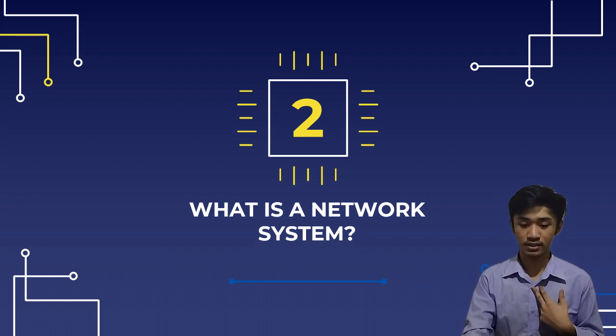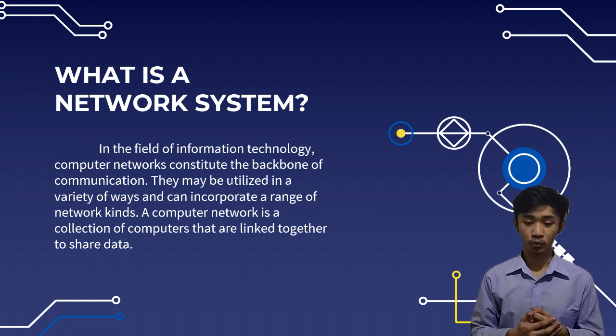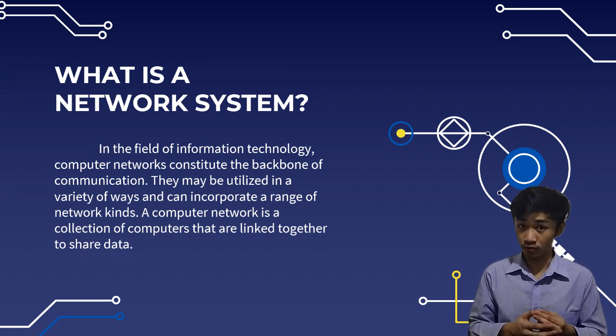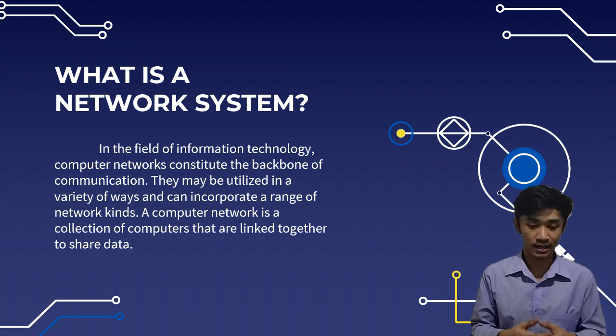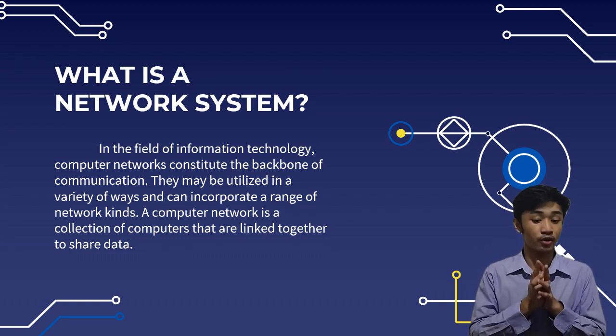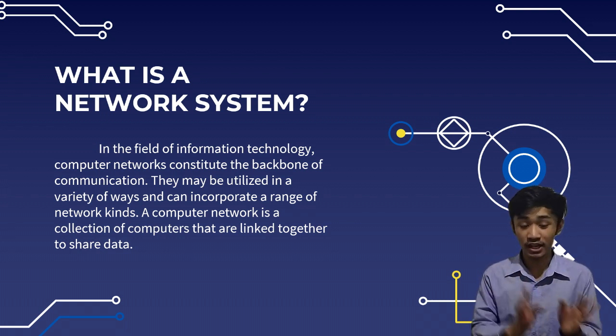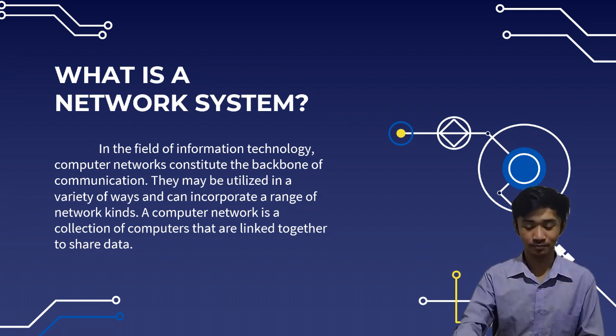What is a network system? In the field of information technology, computer networks constitute the backbone of communication. They may be utilized in a variety of ways and can incorporate a range of network kinds. A computer network is a collection of computers that are linked together to share data. The key takeaway here is a computer network is a collection of computers that are linked together to share data.